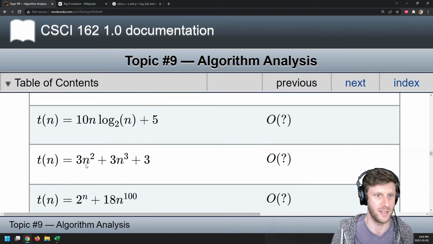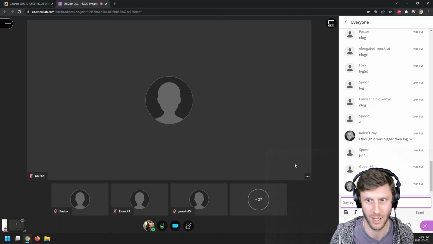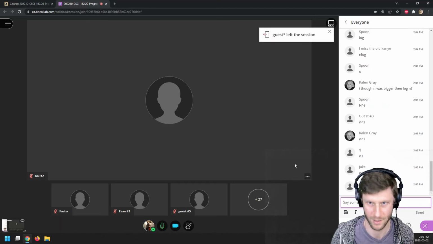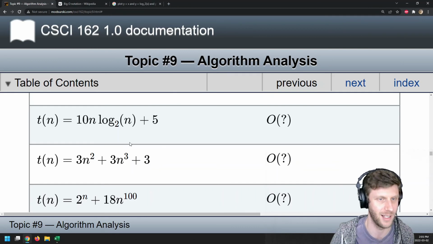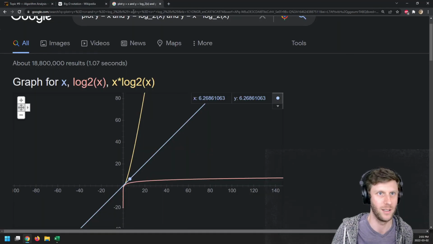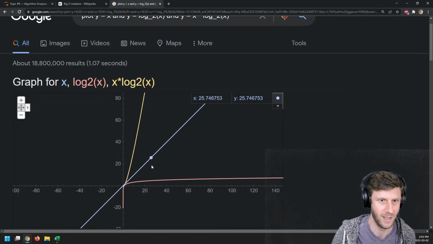Okay, how about this? N squared plus n cubed plus 3. N cubed. N is bigger than log n, but this is n times log n. So if you take n, remember, the red is log n, the blue is linear, and then yellow is linear times log n. So yellow is worst of them.